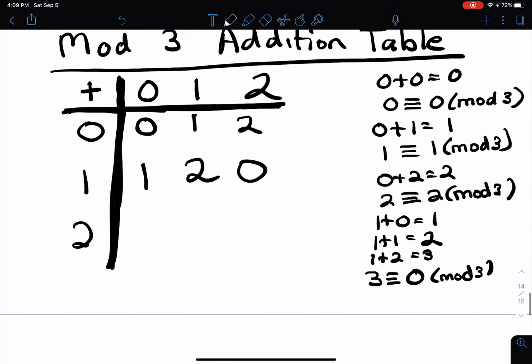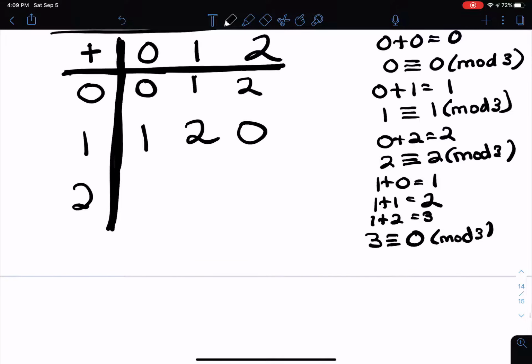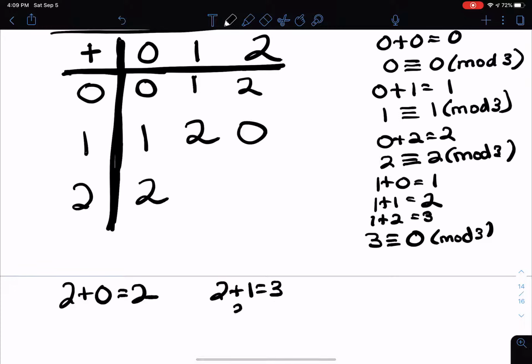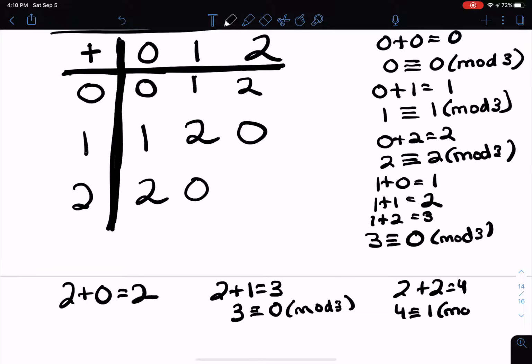Starting to run out of space. Let me slide this up a little bit. Next row, 2 plus 0, we get 2. That's congruent to 2 mod 3. If we do 2 plus 1, that's 3. 3 is congruent to 0 mod 3. We already know that from earlier. And if we do 2 plus 2, that's 4. And then 4 is congruent to 1 mod 3, because if you divide 4 by 3, you get a remainder of 1.